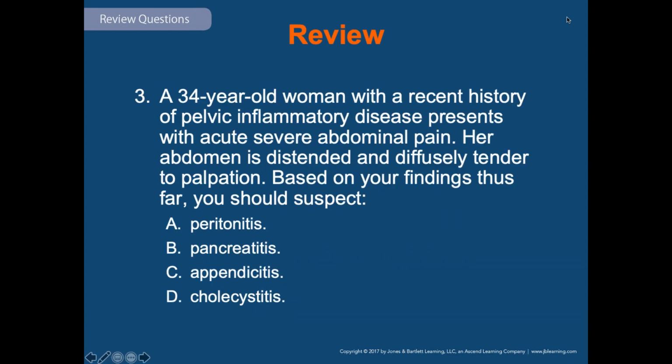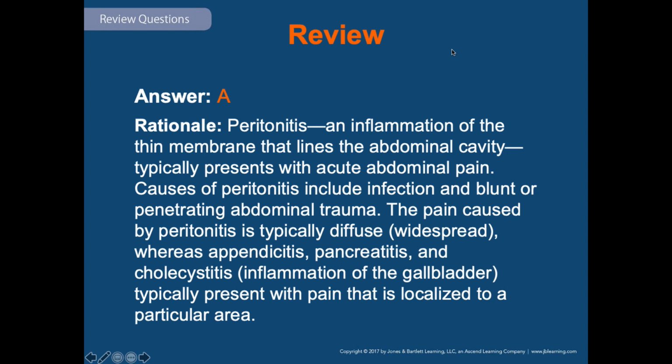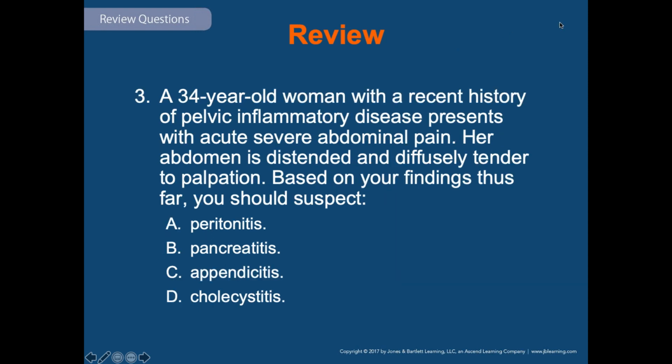So number 3, we have a 34-year-old woman. Oh, the answer is A. Let's go through it anyways. A 34-year-old woman with a recent history of pelvic inflammatory disease presents with acute severe abdominal pain. Her abdomen is distended and diffusely tender to palpation. Based on your findings thus far, you should suspect peritonitis, an inflammation of the peritoneum.